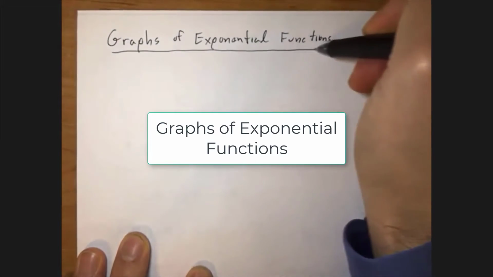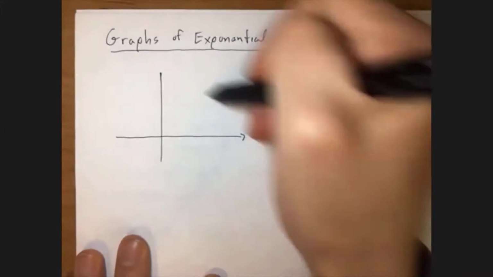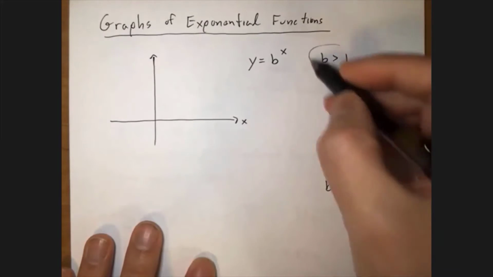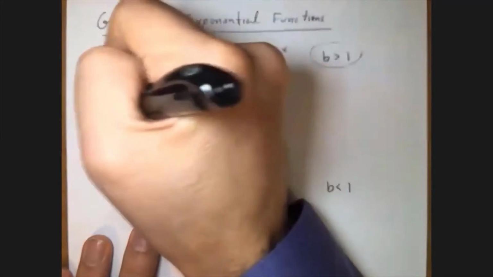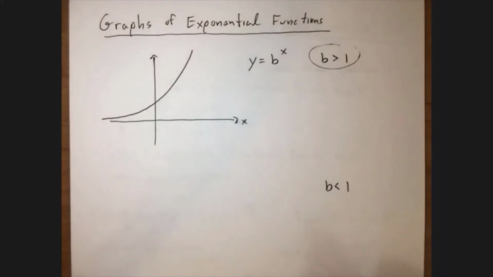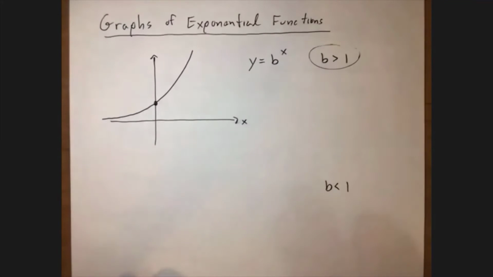Graphs of exponential functions. What we saw, so in the case where b is greater than 1, this is the picture that we saw. And what we saw was that it crossed here at 1.